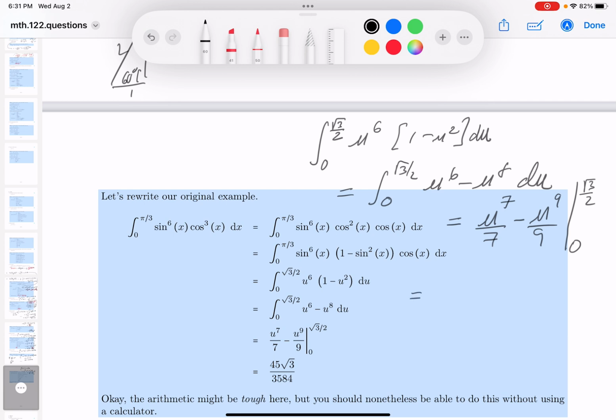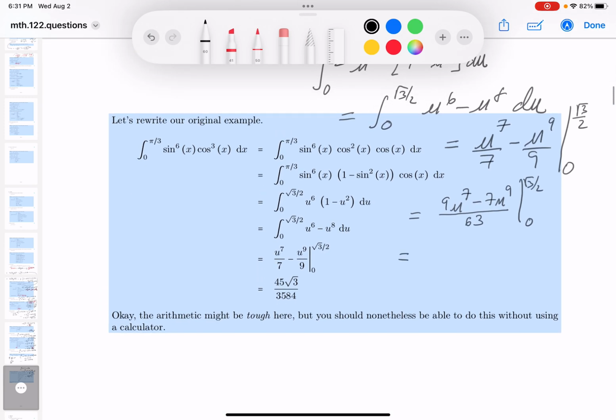The thing I'm going to do over here is get a common denominator. And 7 times 9 is 63. And then what would I get? I'd get 9 u to the 7 minus 7 u to the 9, from 0 to root 3 over 2. Now what I'm going to do is factor out a u to the 7th times 9 minus 7 u squared over 63, from 0 to root 3 over 2.